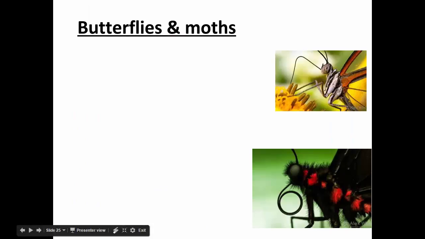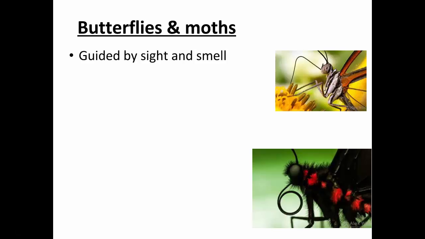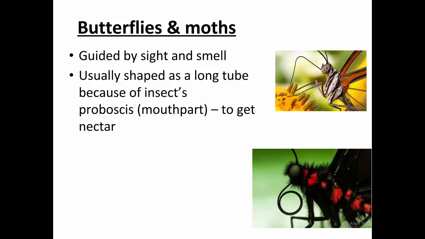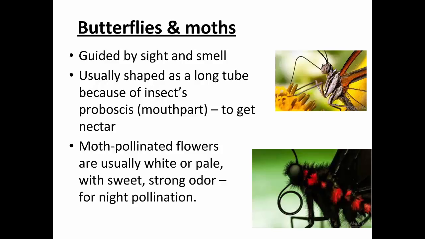So butterflies and moths are also common pollinators. Butterflies and moths have a long proboscis, this sort of curled up structure that's poking into the flowers. That's what they use to feed off of the nectar in various flowers. And the shape and the length of it matches certain flowers that those insects tend to pollinate. Moth-pollinated flowers, because moths are active at night, are often white, and they often have a very strong odor, because that's what moths are attracted to.